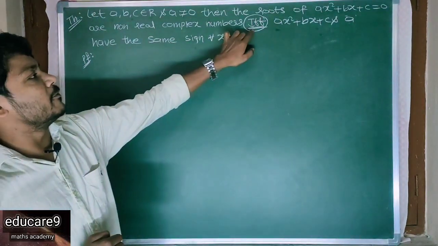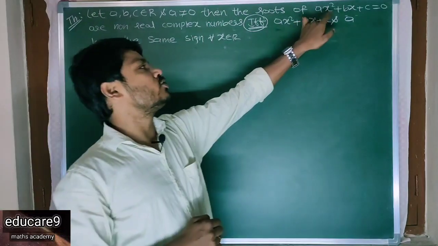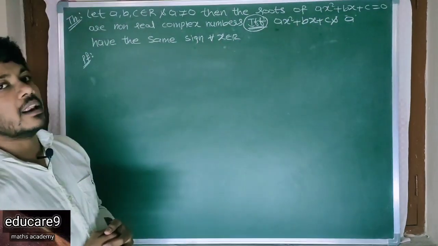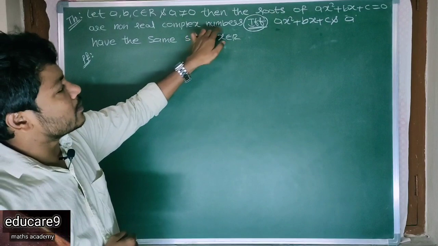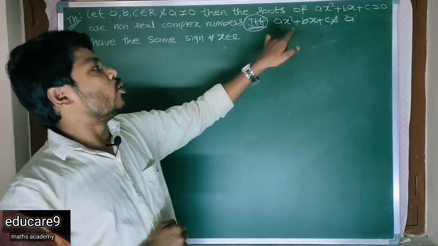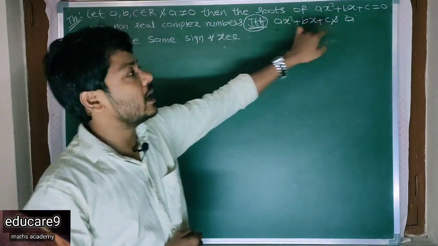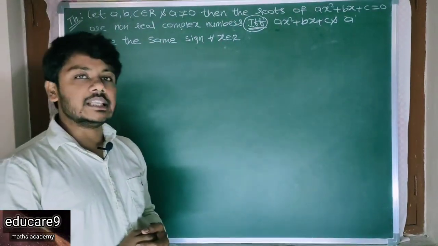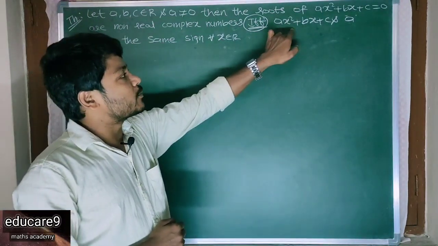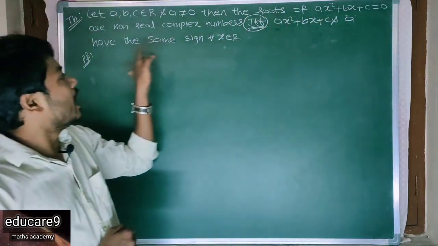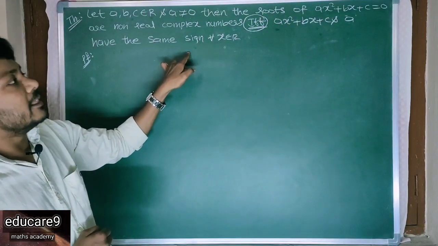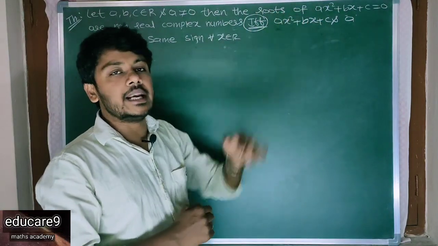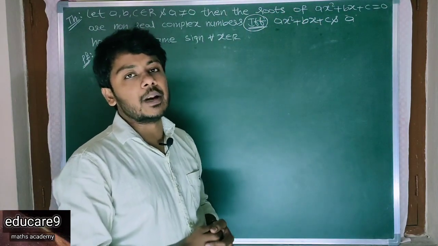Here, if and only if means if the roots of the quadratic equation are complex numbers, then the quadratic expression and a have the same sign. And one more case, that is the converse: if the expression and a have the same sign, then the roots of the quadratic equation are complex.